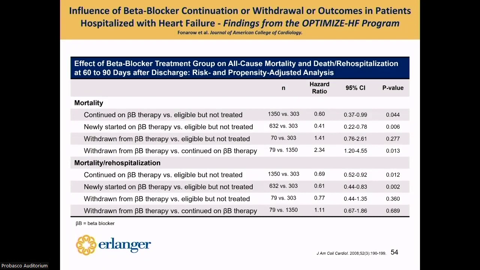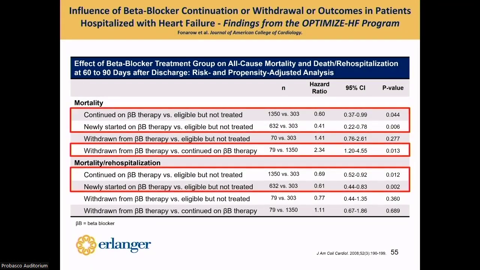So what did they find? They found that patients who were continued on beta blocker therapy versus the patients who were eligible but not treated had a statistically significant difference, as well as patients who were newly started on beta blocker therapy versus those who were not treated. So patients who were continued or newly started had a mortality benefit over those who were not started but eligible. They also found that patients who were withdrawn from beta blocker therapy versus continued had statistically significant increased mortality. In terms of mortality and rehospitalization, patients who were continued or newly started also had better outcomes than those who were not treated.